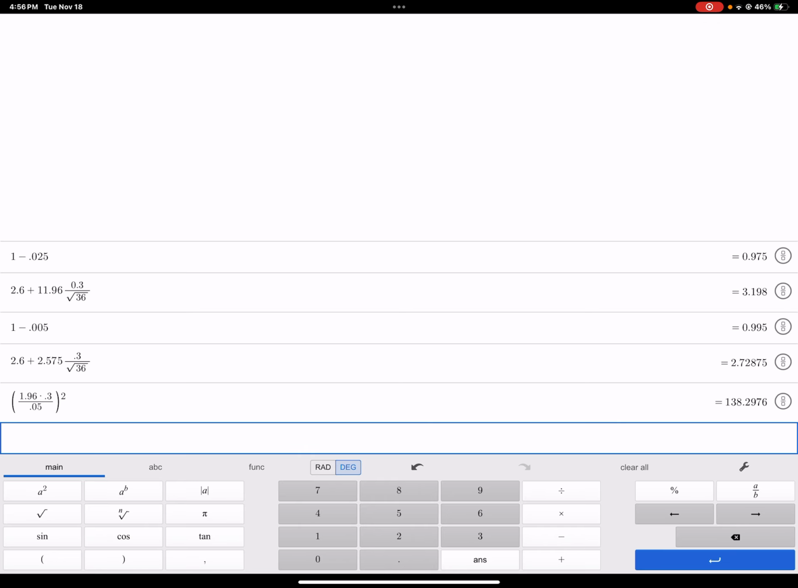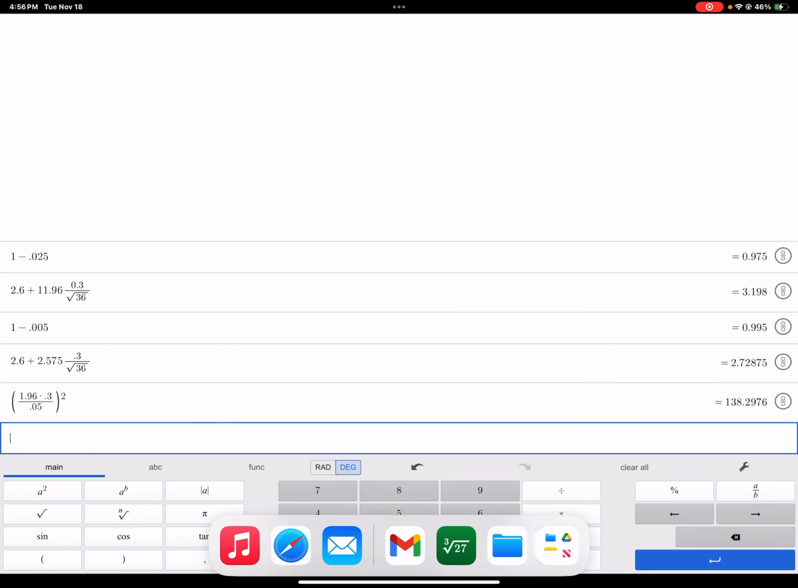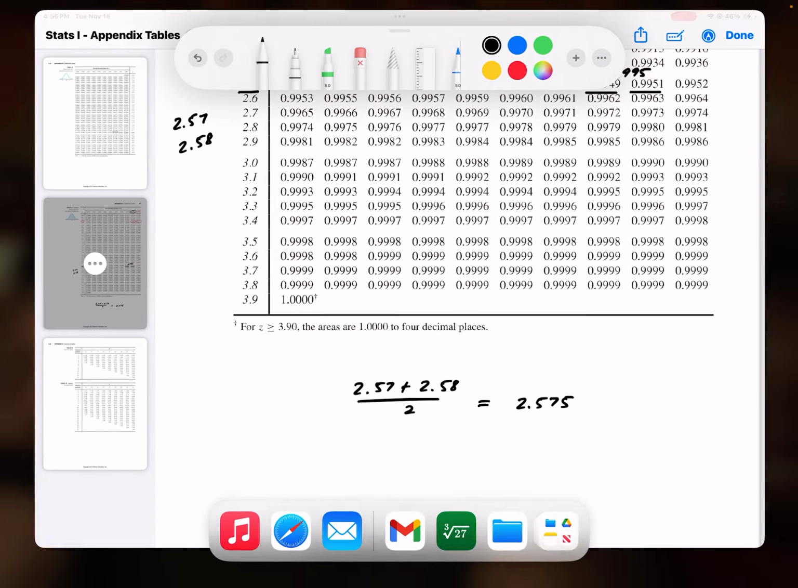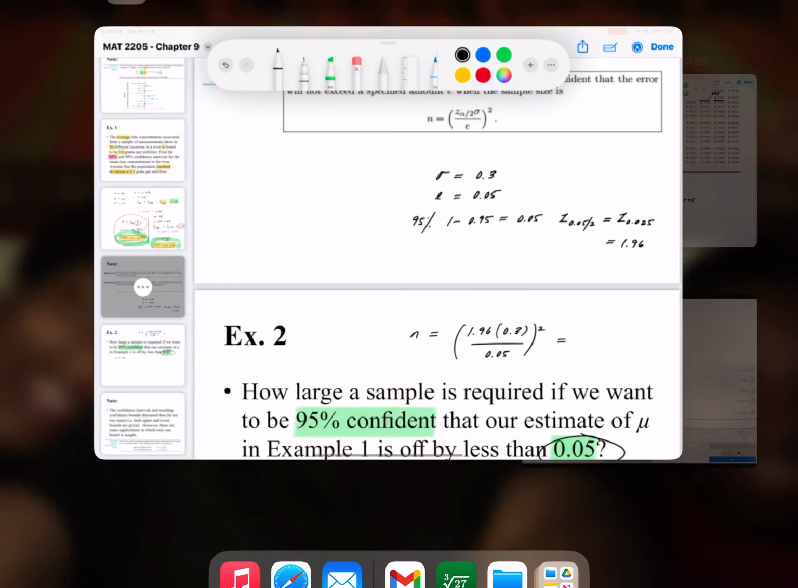So 138.2976, but we already said for solving for n in this situation, we always round up to the nearest whole number. Even if that was 138.002, any part of the next number and we round up. Okay, it's not the traditional rounding where if it's above 5, you round up, and if it's below 5, you stay the same. No, when you are solving for n, solving for the sample size, you always round up. Answer, 139 people. And we're done.